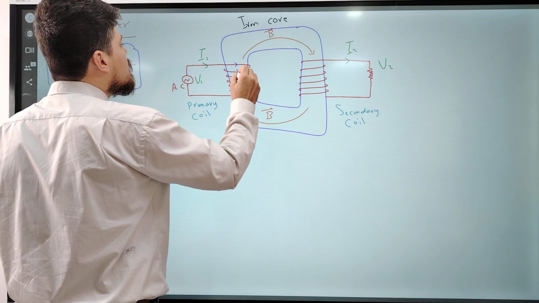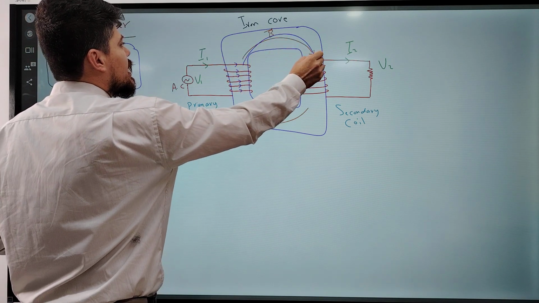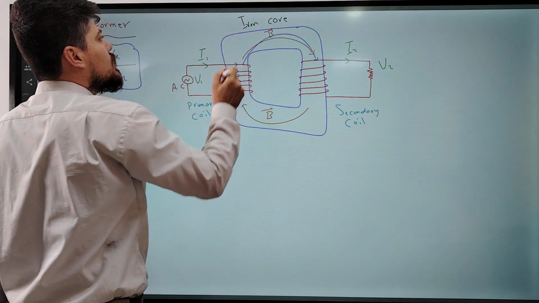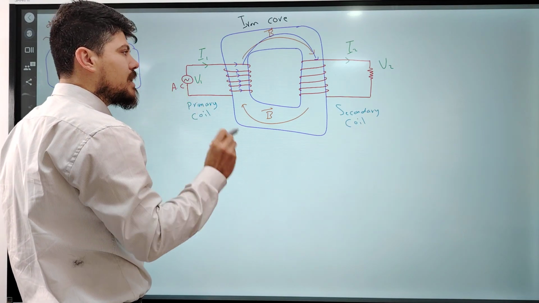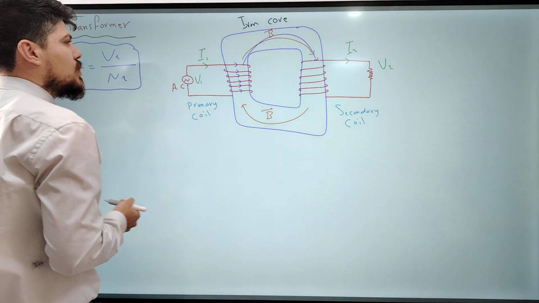So this magnetic field line goes from the primary coil to the secondary coil. By what? By the iron core. So what is the function of the iron core? It guides or traps the magnetic field lines from the primary coil to the secondary coil.